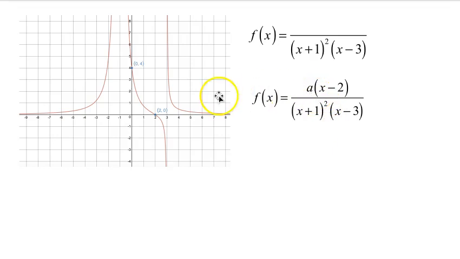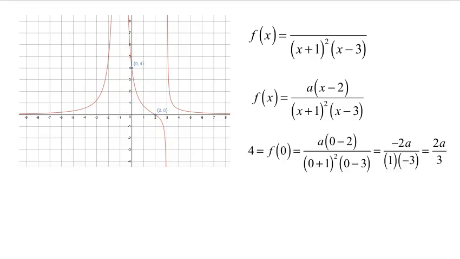So how do we solve for a? We're going to use the y-intercept. We have (0, 4) here. f of 0 is 4. So 4 is f of 0.